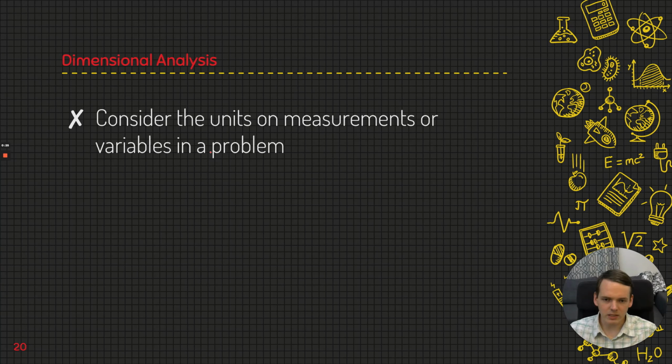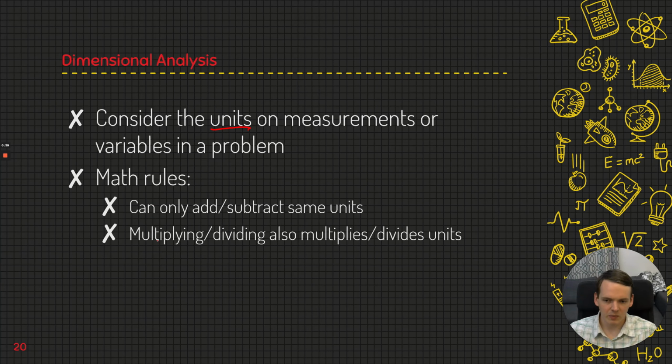And this is where we consider the units on the measurements or the variables in a problem. So we have a couple of rules with units in math. And this is similar to with variables, right? You can only add an x to another x and combine that to get 2x. If you want to do x plus y, you can only write that as x plus y, right? You can't combine them unless they're the same thing. Same thing with units. We can only add and subtract the same units.